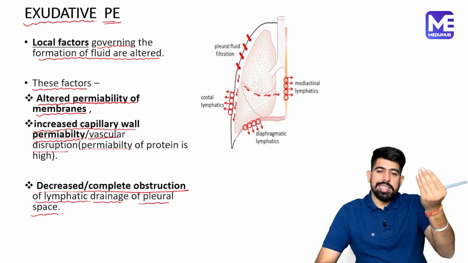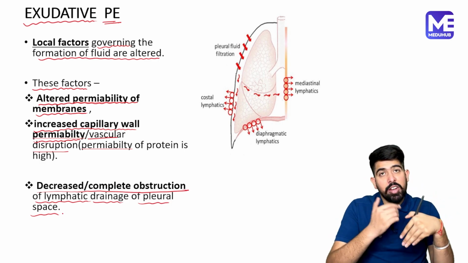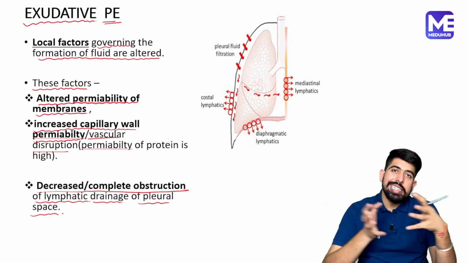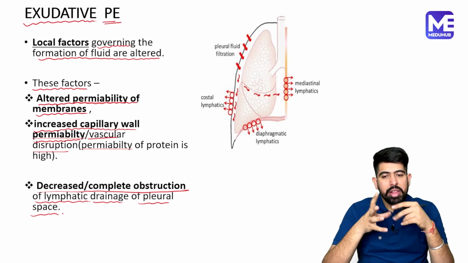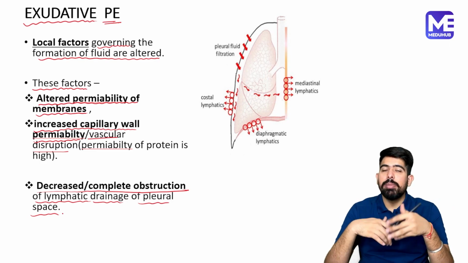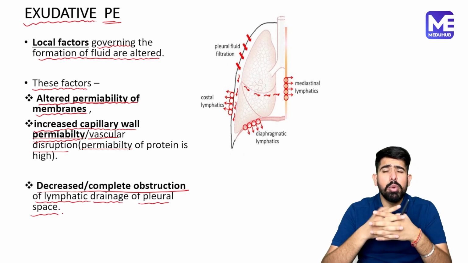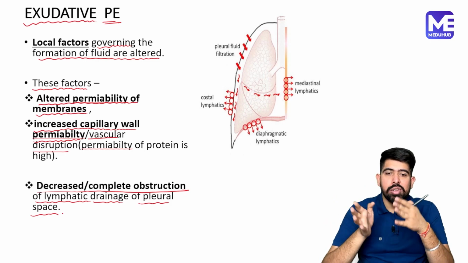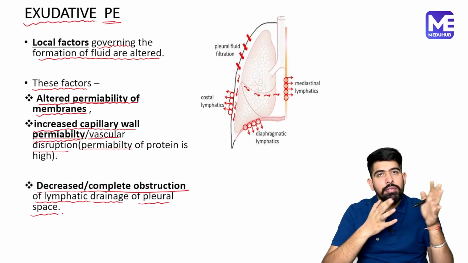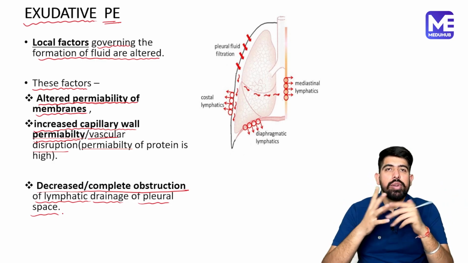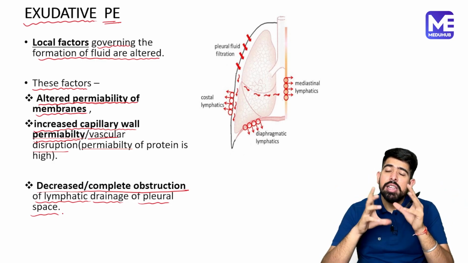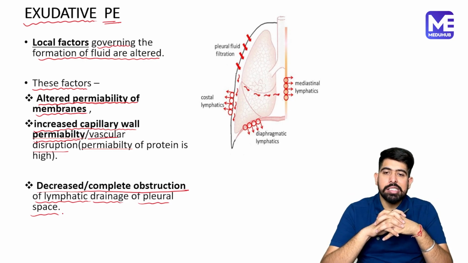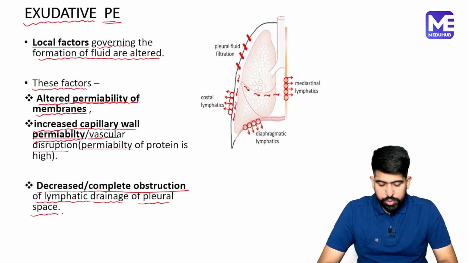So as I told you, if there is altered permeability of the membrane, there will be more formation of pleural fluid, the first thing. Or if there is increased capillary wall permeability, like vascular disruption, there will also be more and more formation of pleural fluid, right? And if there is a decrease or complete obstruction of the lymphatics, they will not remove this pleural fluid, so it will accumulate there, and there will be an increase in pleural fluid, and this is the exudative pleural effusion, right?